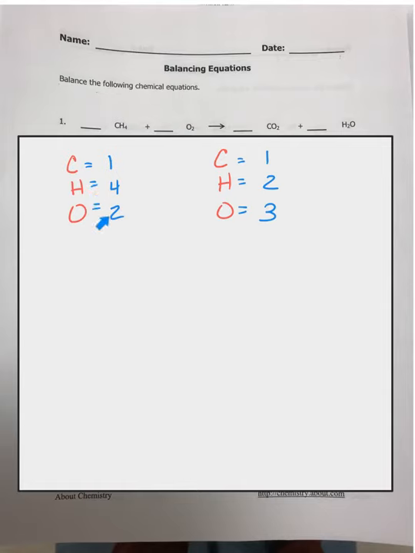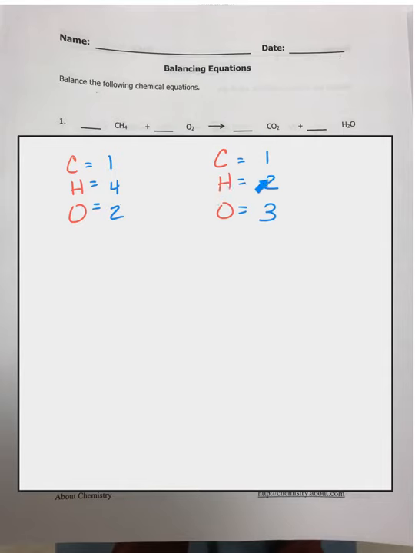I'm going to leave my oxygens for last for 2 reasons. One is the oxygen is in 2 places on the product side. And second, because I have an even and an odd number. So the 2 is even and the 3 is odd. And I'm going to hope that they even themselves out. Always working on the side that is lower. So I'm going to work with the H's.